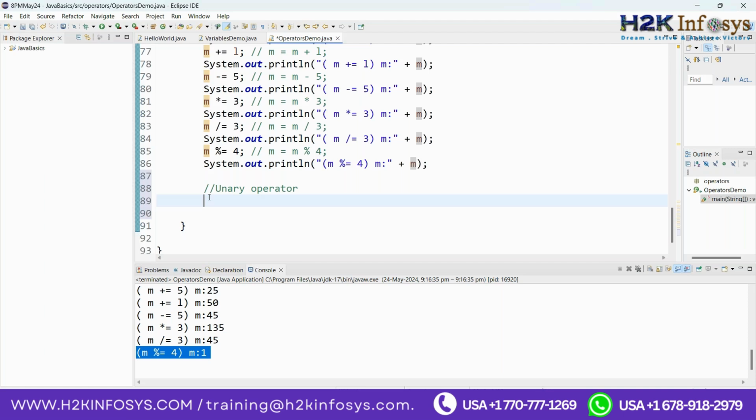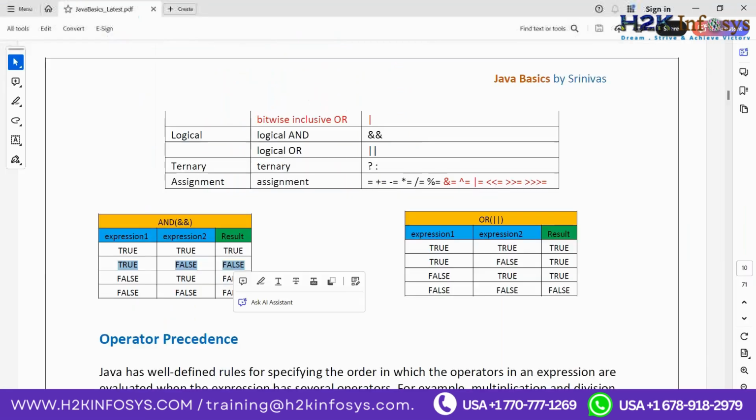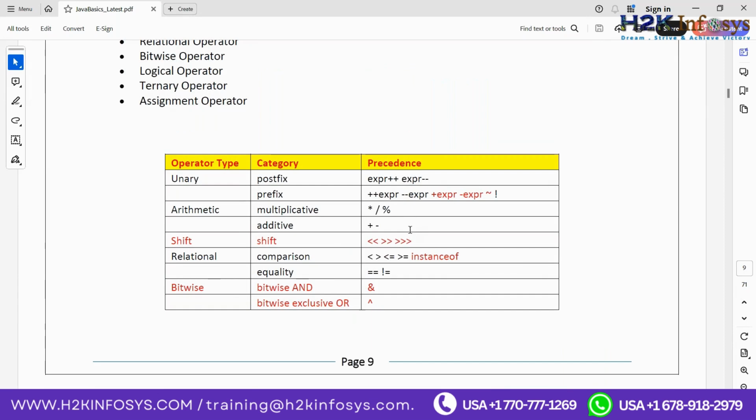Unary means one operand will be there. Most of these unary operators have one symbol, and some have two symbols. First let us see the ones with one symbol. The first one is plus plus, and it has two forms, postfix and prefix. What do postfix and prefix mean? Postfix means it is evaluated after your expression is evaluated. Prefix means it is evaluated before your expression is evaluated.